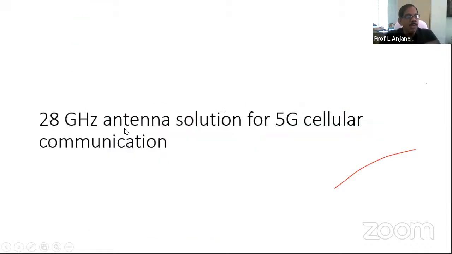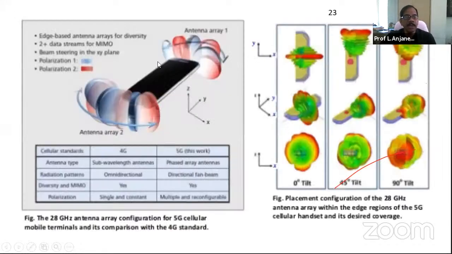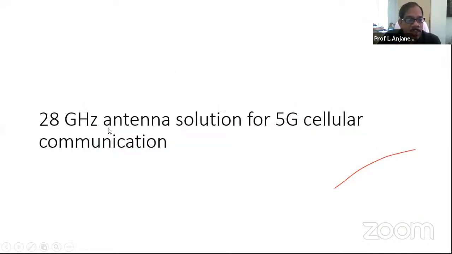This is one particular example I am showing you: a 28 gigahertz antenna solution for 5G cellular communication. As you see here, this is our cellular phone, and it has a built-in array. This particular example shows how a 28 gigahertz antenna is integrated into a cell phone.